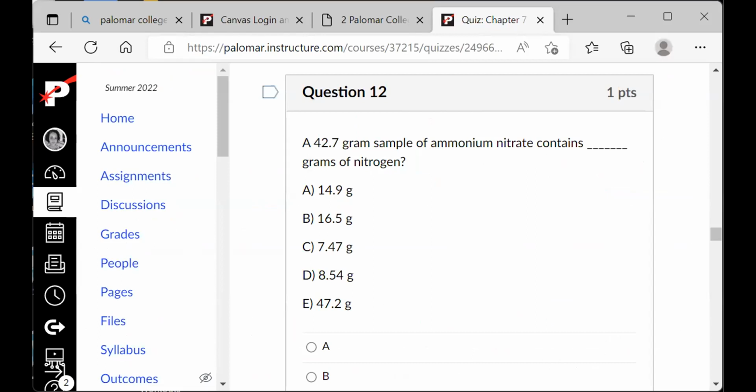This is from your chapter 7. See how it says 42.7 grams of ammonium nitrate contains grams of nitrogen. That's how you know that you will be going to that flow chart that I just showed you. I will write it in a straight line for those students that benefit from seeing it differently.